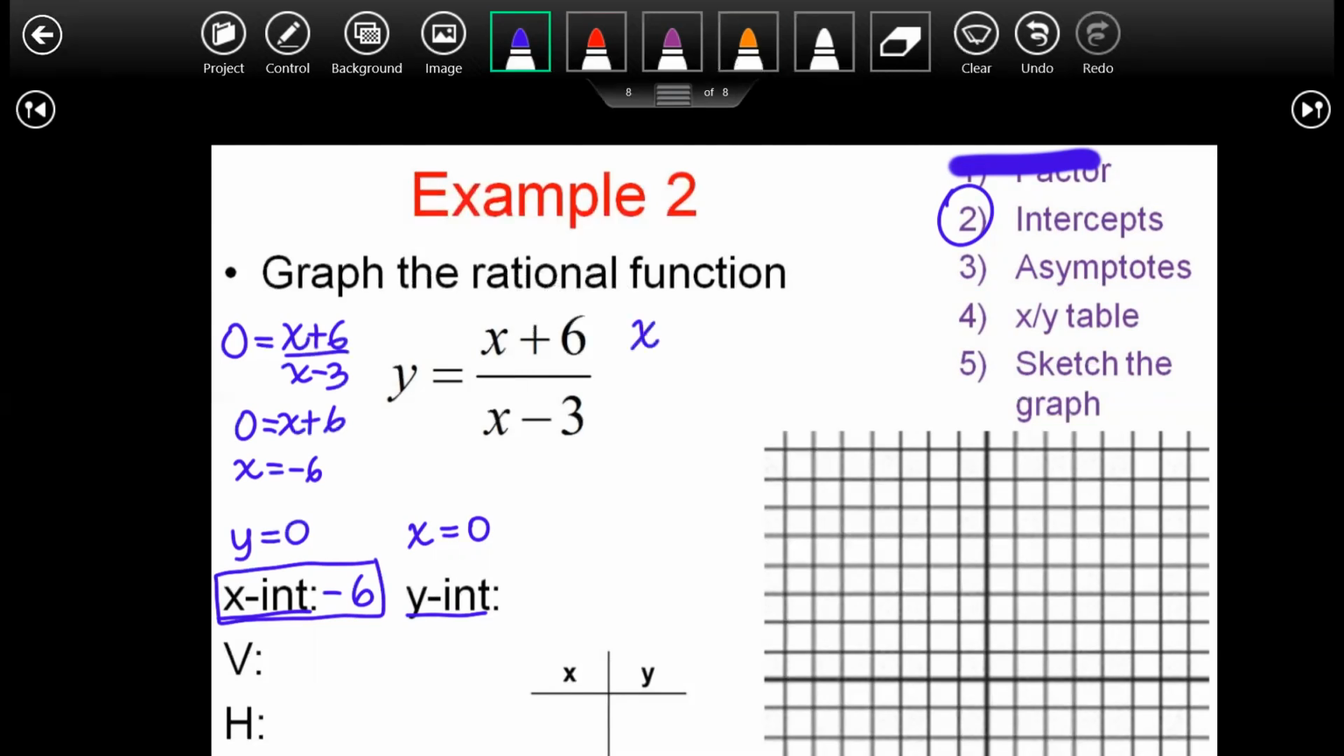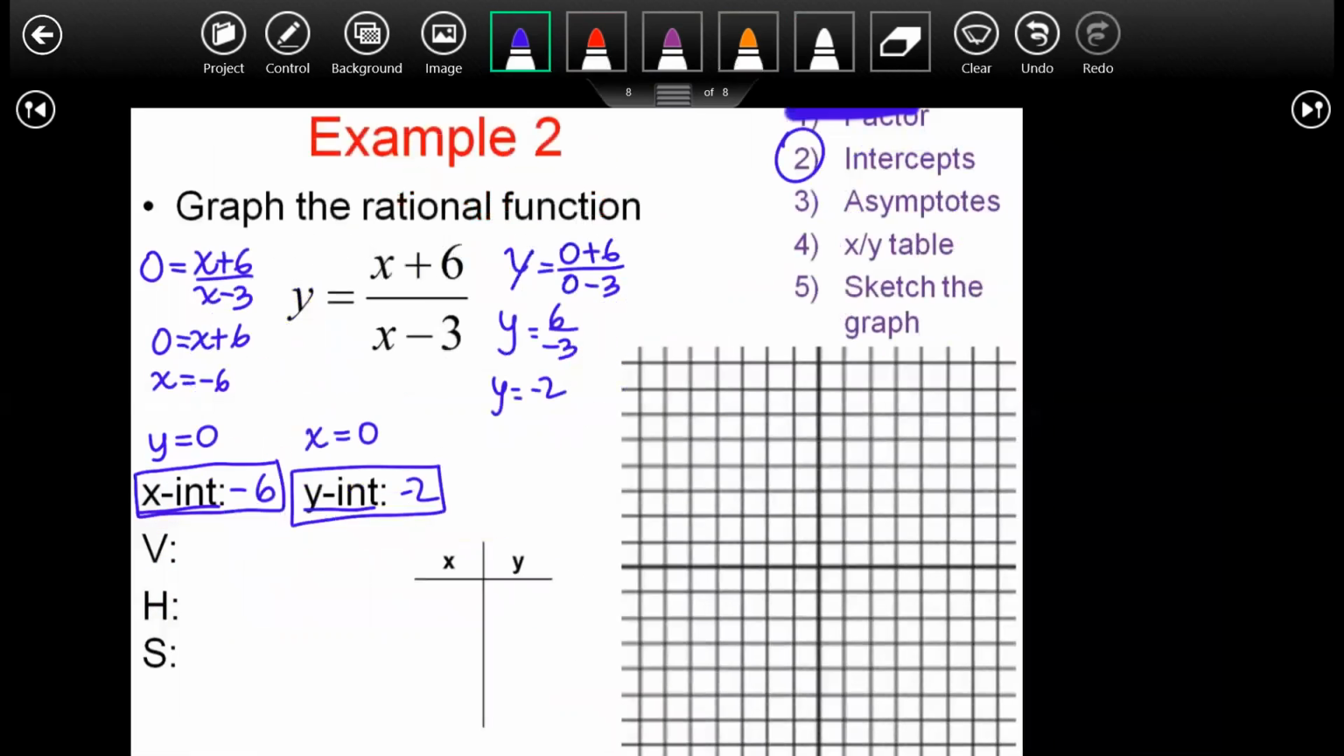For the y-intercept, we're going to set our x equal to 0. Y is going to be equal to what? 6 over negative 3, or negative 2. If we had to graph those 2 points, we can write them in our chart right here. It would just be 0, negative 2 for the y-intercept. And then negative 6, 0 would be the other one.